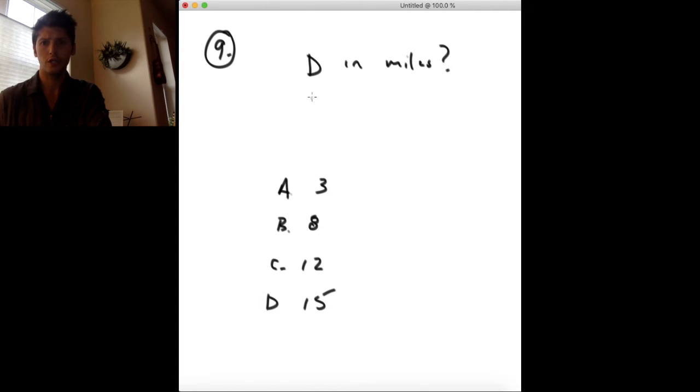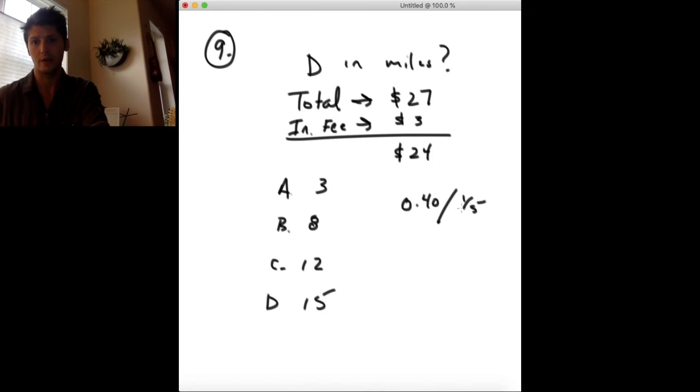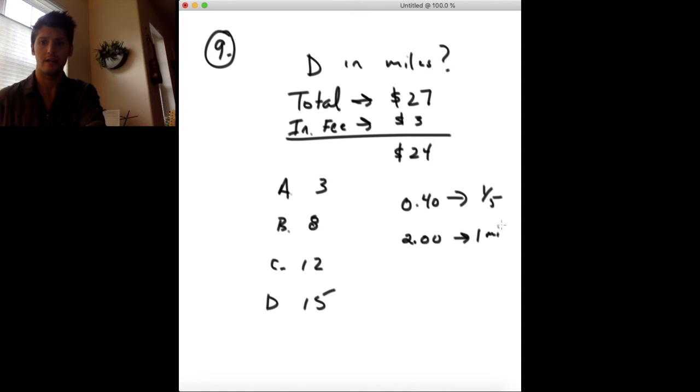The total charge is $27. And then the initial fee is $3. Well, that means the other $24 is left over, and that's this thing where they say 40 cents per 1/5 of a mile. So that's kind of like a weird construction. What I would say is I would just multiply both of these times 5 and you'll get $2 for 1 mile. And once you know that, you're in pretty good shape.